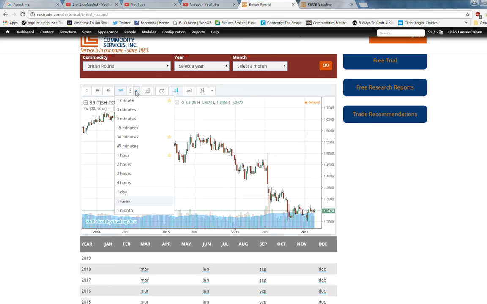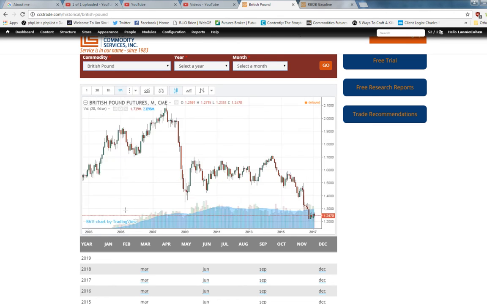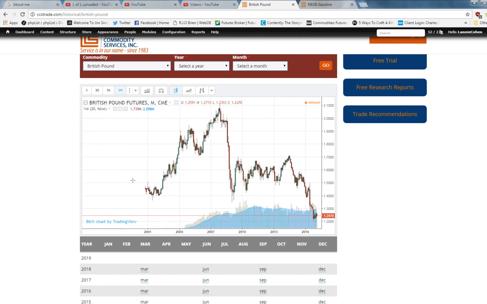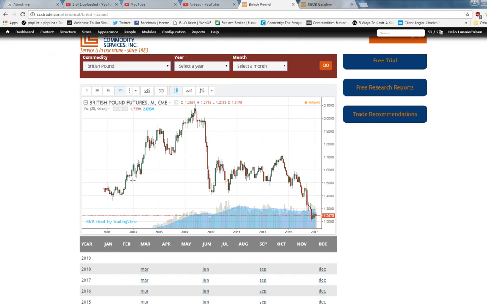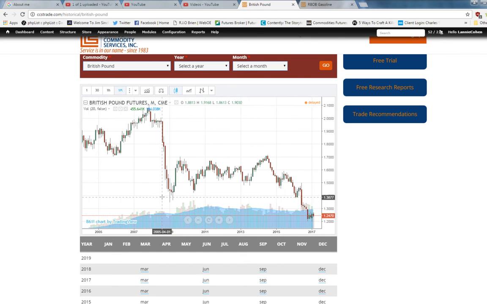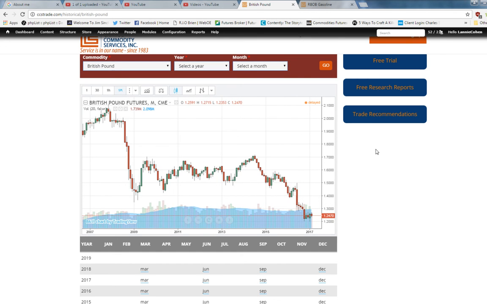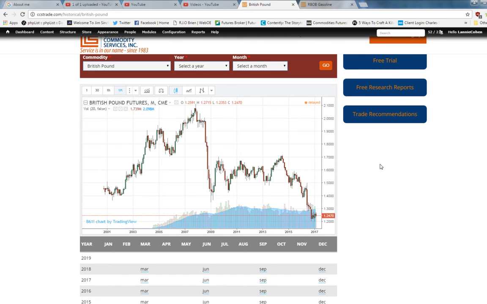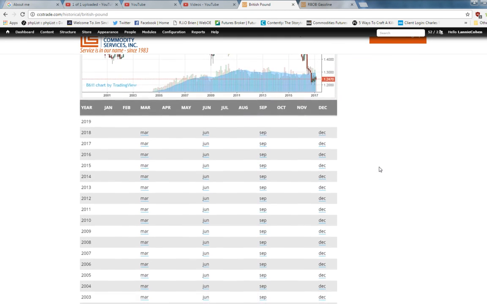And then if you look at an even longer term perspective, a monthly chart, you see that the British pound hadn't been this low. Well, this chart goes back to 2001. It hasn't been this low since prior to that. So perspective is important to look at when you're thinking about trading.